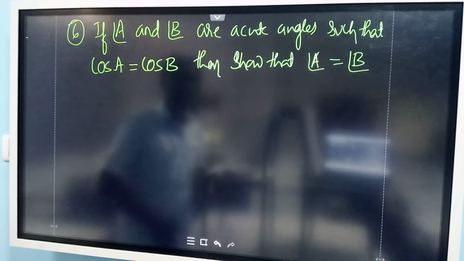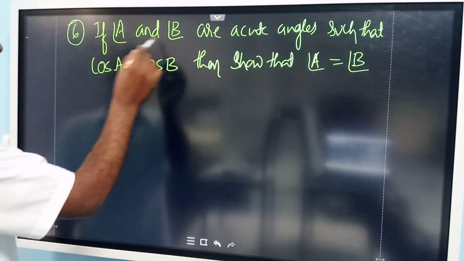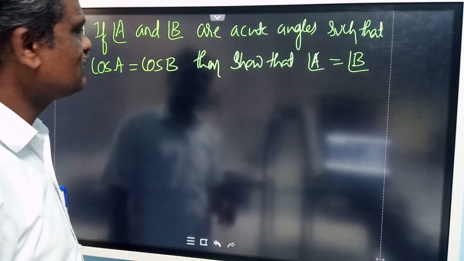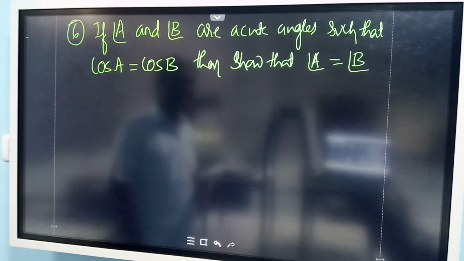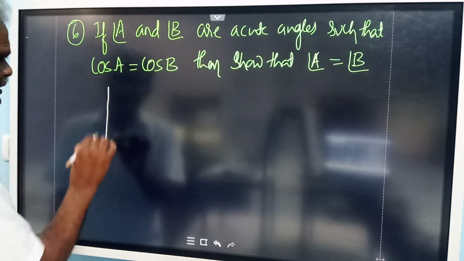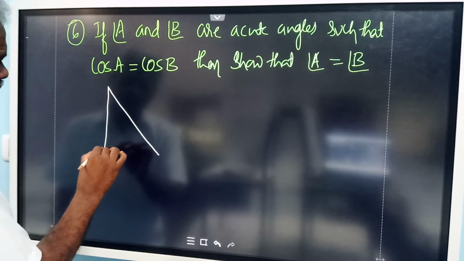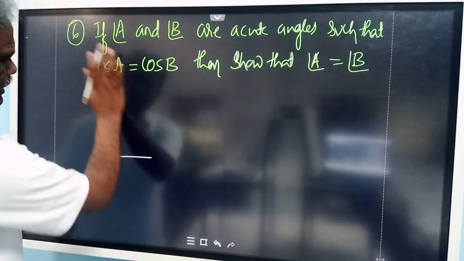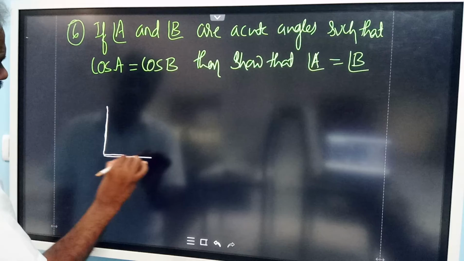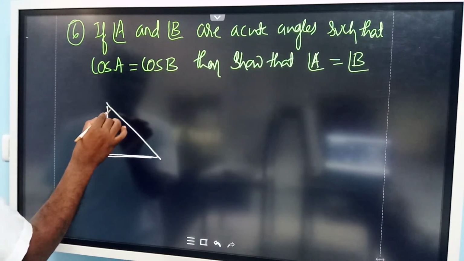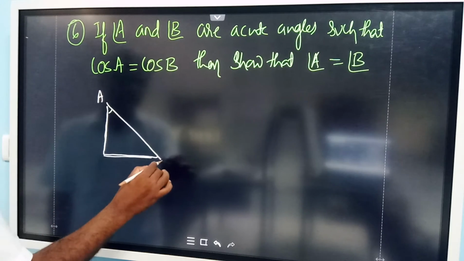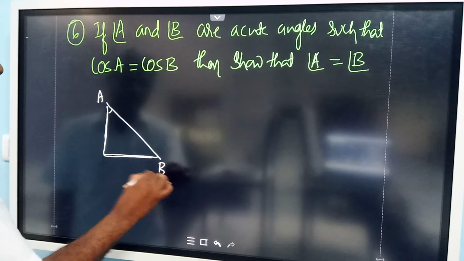So now look at question number 6. If angle A and angle B are acute angles such that cos A is equal to cos B, show that angle A is equal to angle B. So you can select a triangle ABC. You can draw a triangle like this. You can write here A, B, and this is C.